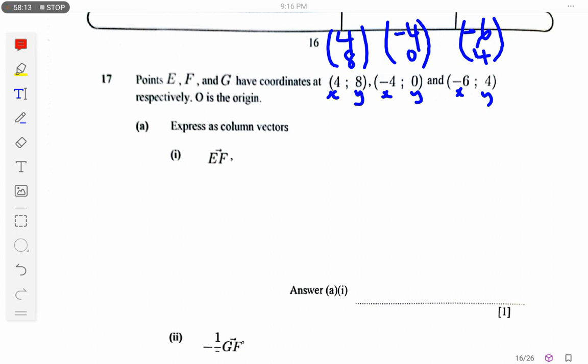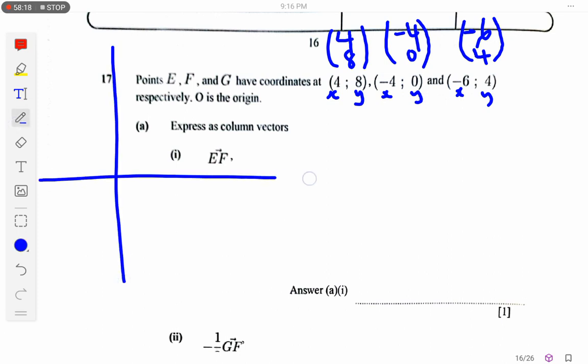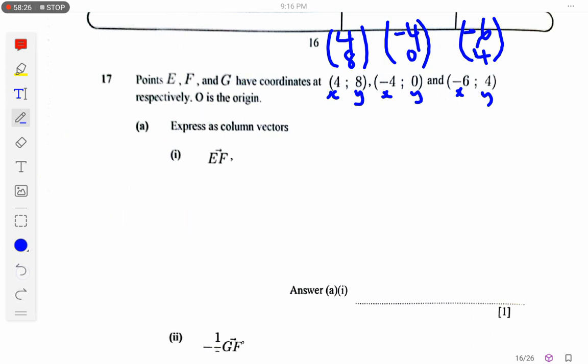So it means we are taking these from the origin. If we are to draw, these are all coming from the origin like that, like that, like that, something like that. That's what we are saying. Now let's answer the question. Express as column vectors. So these were the column vectors that we have done there.